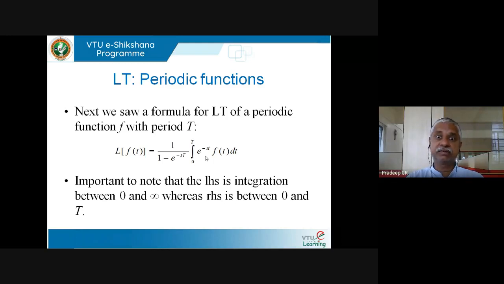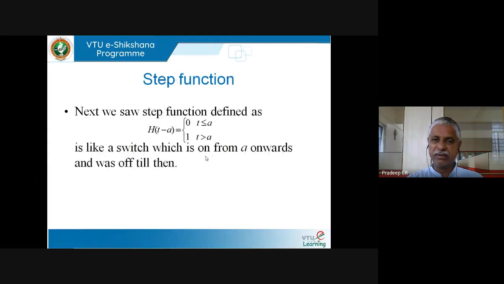Step function, this is very important, and even though you may have an inkling of this kind of thing, this notation was probably new to you. This is called the Oliver Heaviside function, or step function, or unit step function. So we define h(t minus a) as 0 if t is less than or equal to a and 1 if t is greater than a.